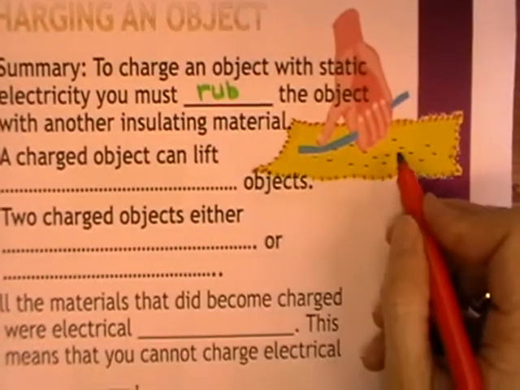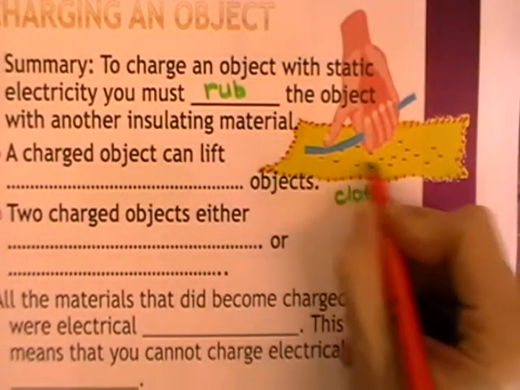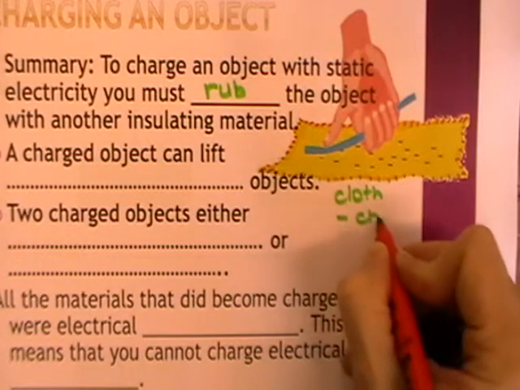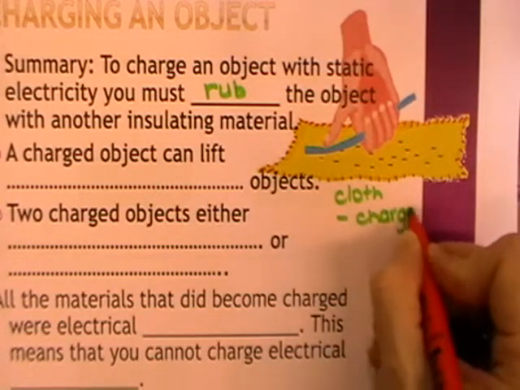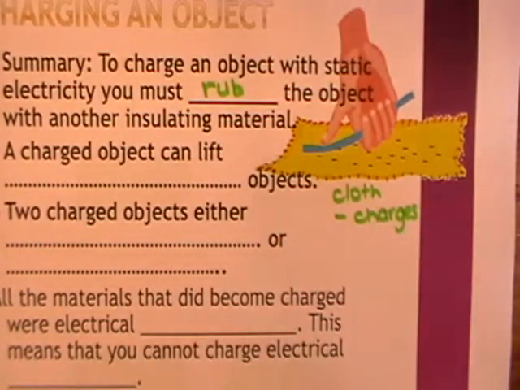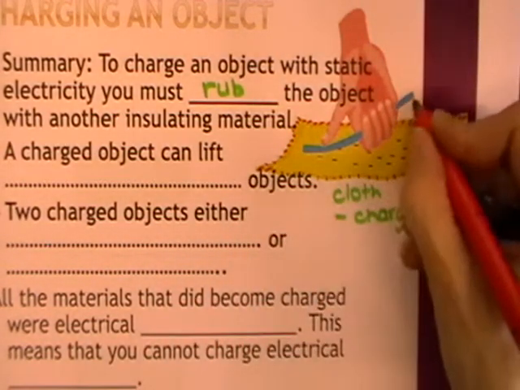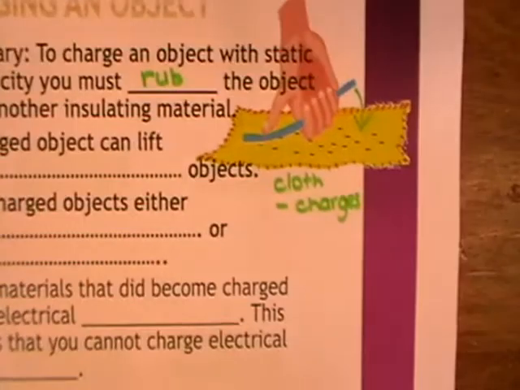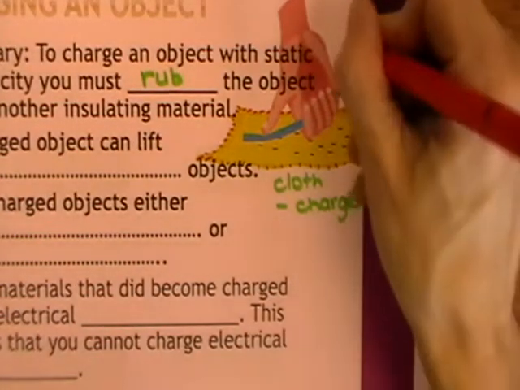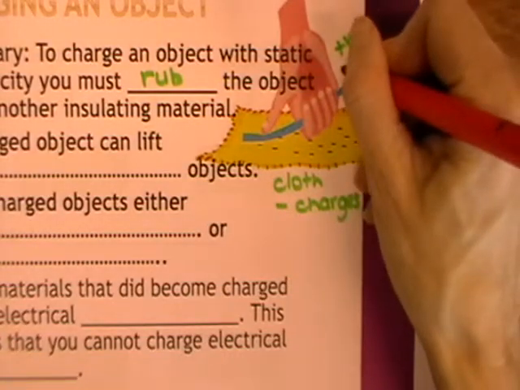Now you can see in this picture, the cloth has ended up with negative charges. So it has become negatively charged. You can see they've been drawn on top of this. And that means that the rod, or the piece of plastic here, has lost negative charges. And they've gone onto the cloth, and that means it ends up positively charged. So the rod has got a positive charge.